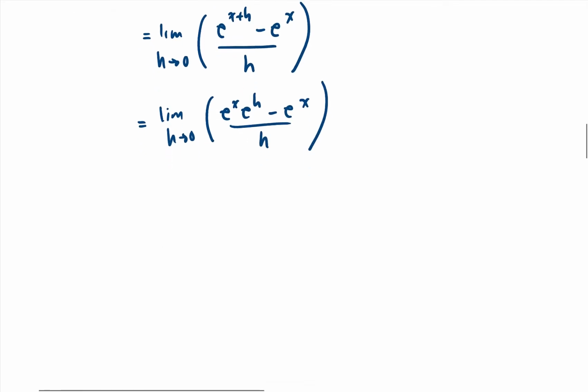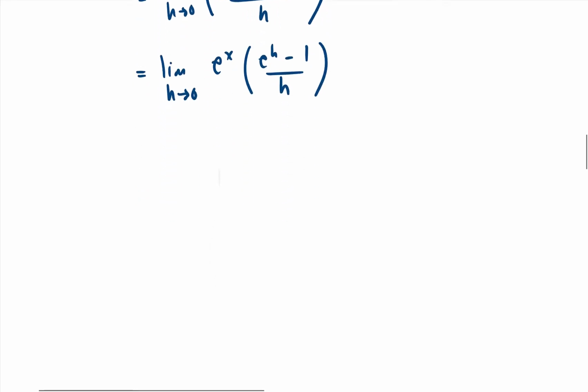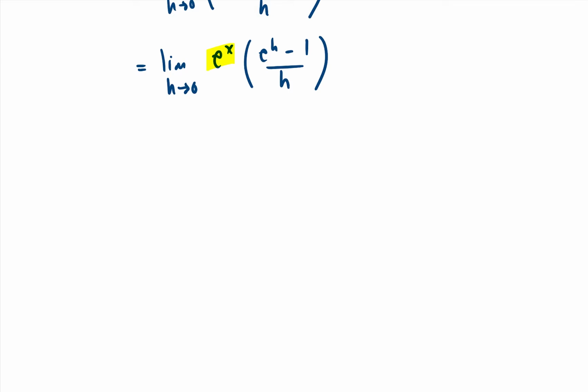And notice now we have a common factor of e to the x in our expression. So let's take that out. So we have the limit as h goes to 0 of e to the x times e to the h minus 1 all over h. This term here has no h attached to it, so we can actually move it to the front of our limit. So this is the same thing as e to the x times the limit as h goes to 0 of e to the h minus 1 over h.